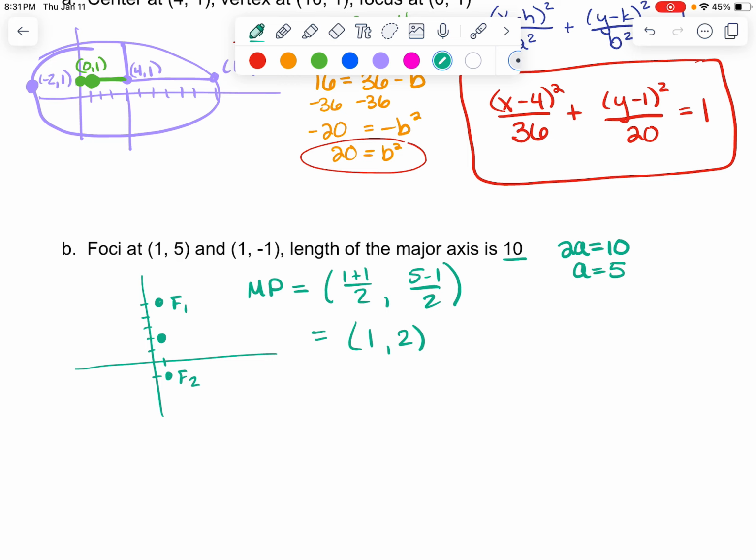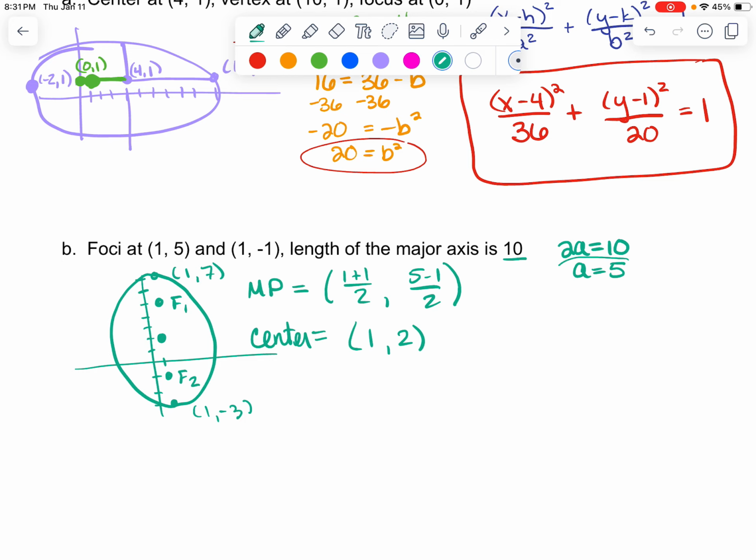Or, you could count it out. And that is our center. Now, from my center, I can count up and down 5 units to get to my major axis endpoints, which are my vertices. So up 3, 4, 5. That point is 1, 7. And then down 1, 2, 3, 4, 5. This one is located at 1, negative 3. So those are my vertices, and this is my ellipse.